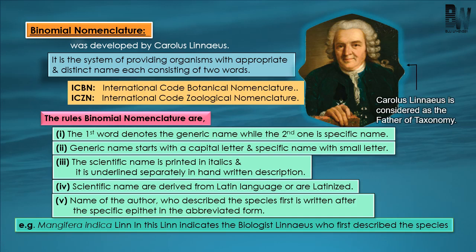To understand this, let us take one example, that is Mangifera indica Linn. This is the scientific name of mango. Here, the first name, Mangifera, we start with a capital letter, and it represents genus. The second name, indica, we start with a small letter, and it represents species. And Linn, at the end of the scientific name, represents Linnaeus, the biologist who first named Mangifera indica. So this is about the rules of binomial nomenclature.